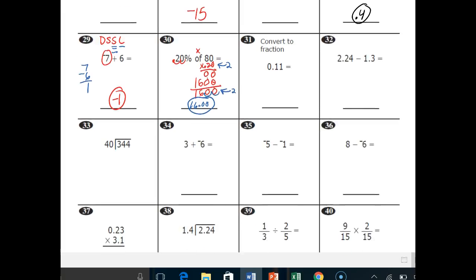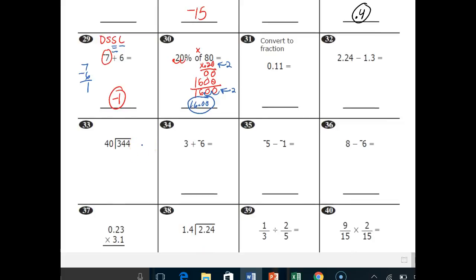Number 33. 40 into 344. All right, so you just have to ask yourself to estimate. So pretend that 34 was like 340, right? Or just pretend how many times could 4 go into 34? Well, 8, because that would be 32, right? So let's do it 8 times. That's 320 with 24 left over. So decimal, decimal, 0. Extend that line down, bring it on down. Now how many times does 40 go into 240? Well, 6 times, right? 6 times 4 is 24, just add a 0, 240. So 8.6 is your answer.